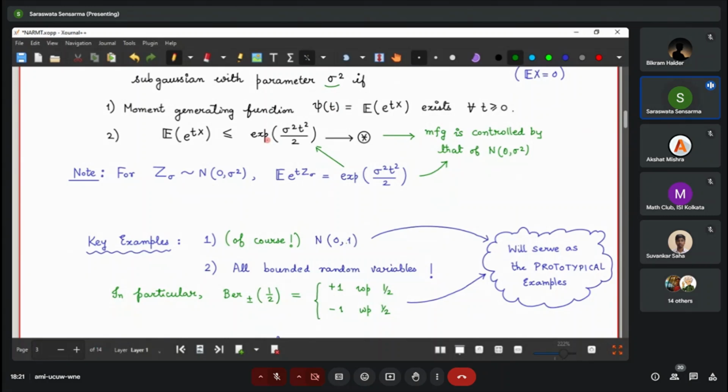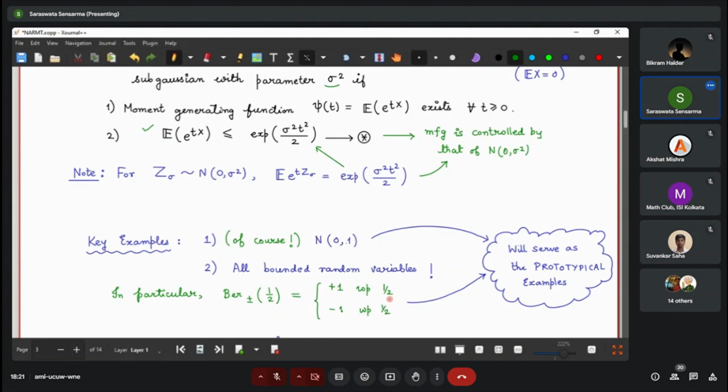A Gaussian automatically satisfies it, it's an equality. Normal 0, 1 is sub-Gaussian with the parameter sigma squared equal to 1. Another wonderful example is all bounded random variables. Whenever you have a bounded random variable, you can show that it satisfies this inequality for some sigma large enough. In particular, we would be looking at this Bernoulli plus minus half random variable, instead of the normal Bernoulli half random variable which takes values 0 and 1, this takes values minus 1 and plus 1. Okay, because we want centered, so that the expectation is 0.